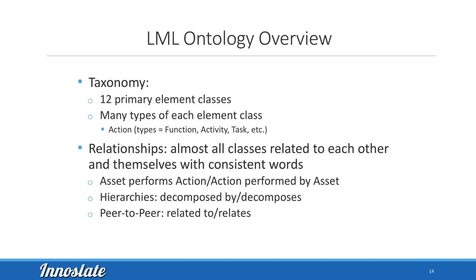I work with other ontologies where perhaps much better words were used that fit better for different entity classes, but it got confusing as to who was the parent, what was the child, what does that mean? Using this simplifies that a lot. And then finally, peer-to-peer, where you're related to and relate. So in other words, in the same class, an action can be related to another action.